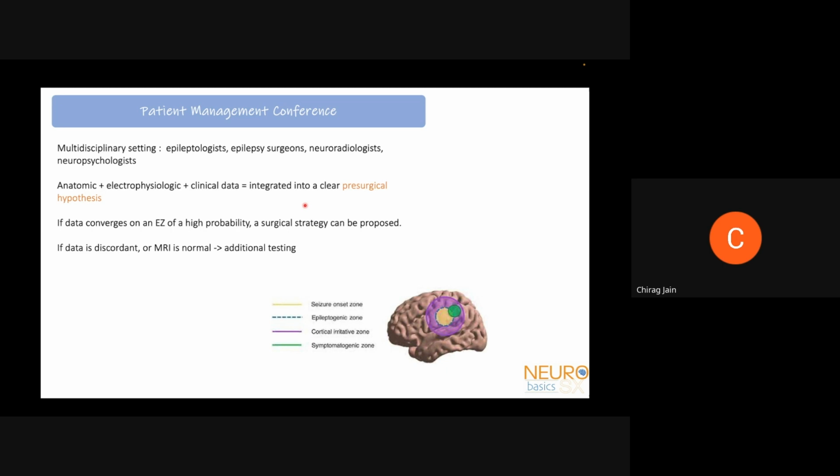Now, if this data suggests that your epileptogenic zone is in one particular area, then a particular surgical strategy can be proposed. If you can localize your EZ with the level 1 testing, then you can have a particular surgical strategy. If you cannot, your MRI is normal or any of your data is discordant at any level. Remember, there are three different components to the data. There's anatomic, there's electrophysiologic, and there's clinical. Okay, anatomic obviously means the MRI. So if any of this is discordant or the MRI is normal, you require further additional testing.